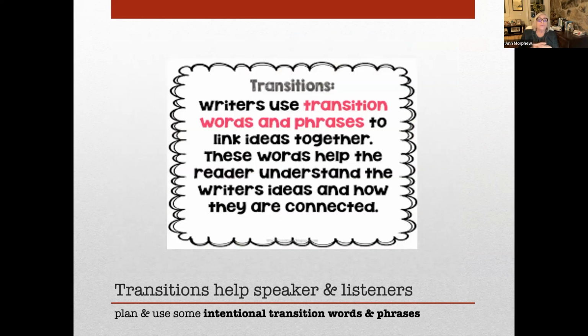Transitions are words and phrases that link ideas together. If you're writing, it helps the reader to understand how the ideas connect. And if you're speaking, it's like grabbing the ear of your viewer or your audience member and taking them along the journey. But they help you as well as they help the listeners, because again, you can cue into certain words and phrases. And by knowing what you're going to say next for those, it'll help you remember to smoothly say what follows.